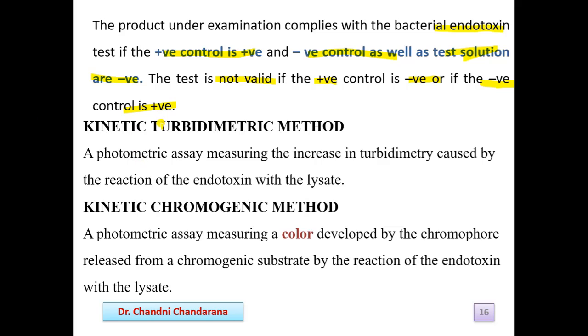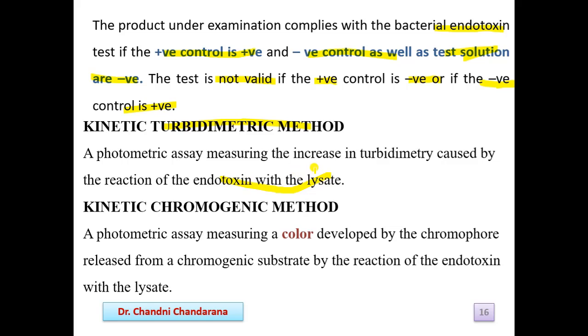Now the next is the kinetic turbidimetric method. Here it is a photometric assay measuring the increase in turbidity, or turbidimetry, caused by the reaction of the endotoxin with a lysate. There will be a reaction between these two.